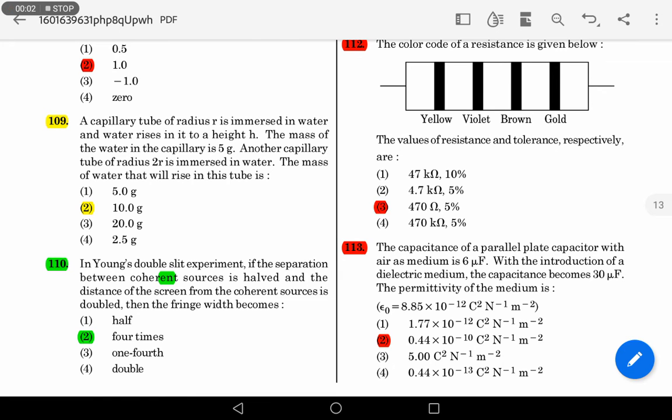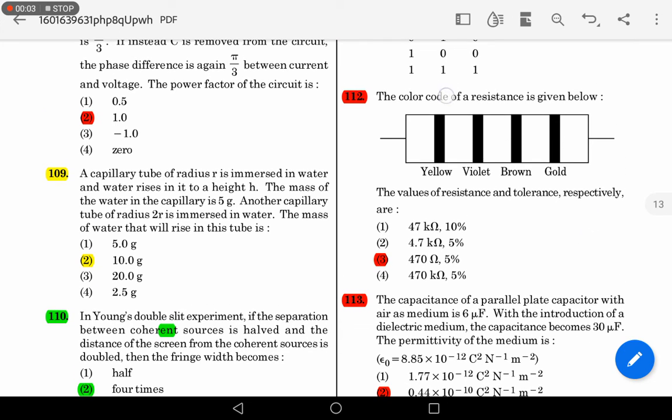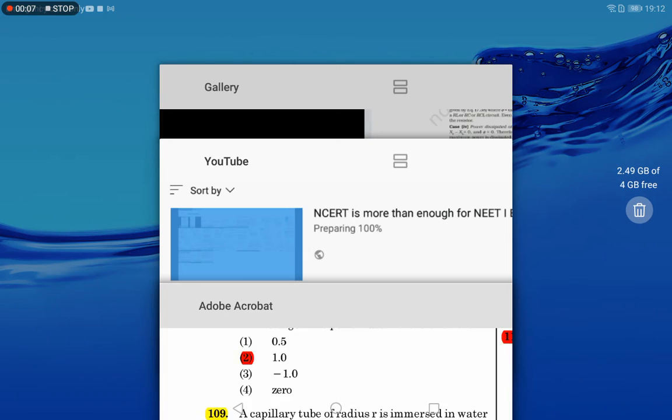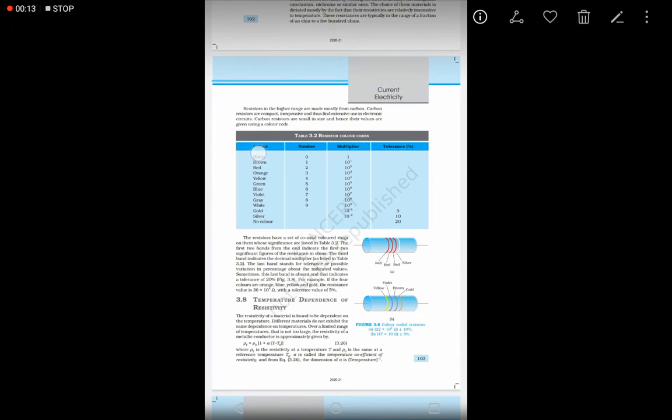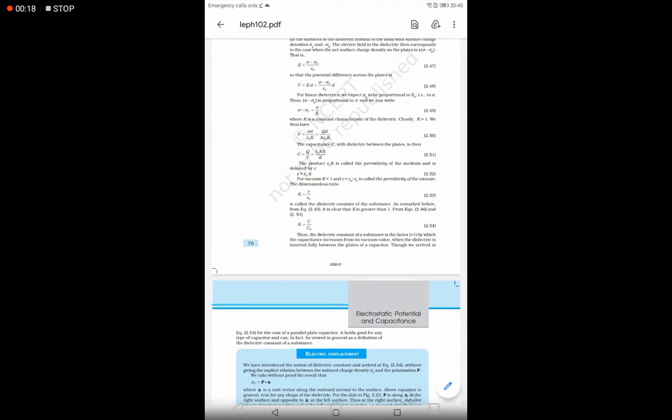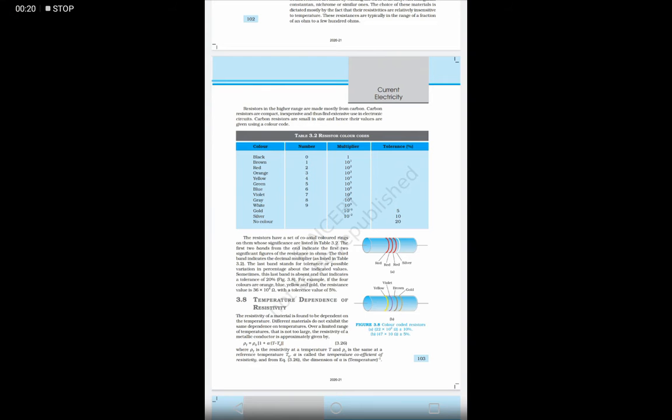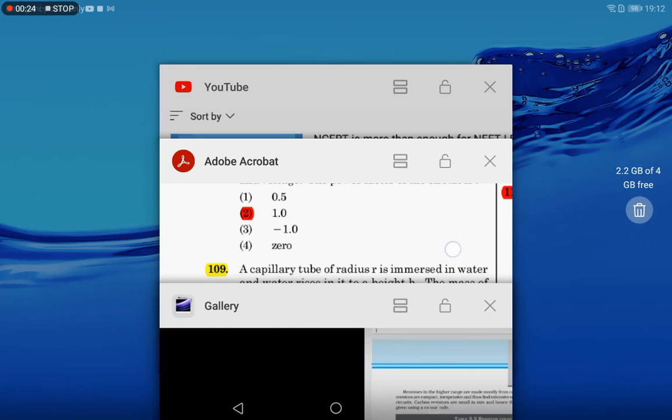Hello friends, moving on to the next question. The color code of a resistance is given below. This is a common question that everybody knows, I hope so. Using "BB Roy of Great Britain had a very good wife", the mnemonic, you could solve this. I will also solve it for you.